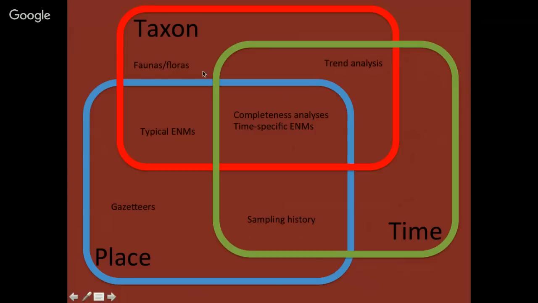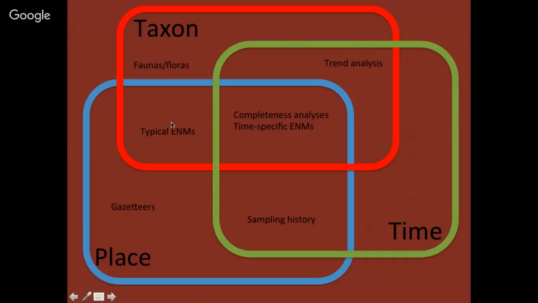For example, a fauna or a flora, just a summary of a taxon, may not depend on place and time. A gazetteer may depend only on place. Essentially, where are all the places where frog records have been collected in the course of all of the history of a country? For some taxa, we may want to look at trends through time, and that analysis may not be specific to place.